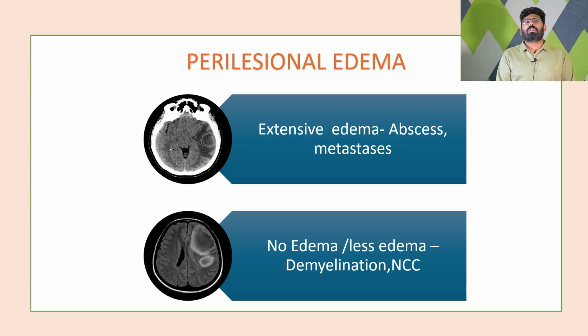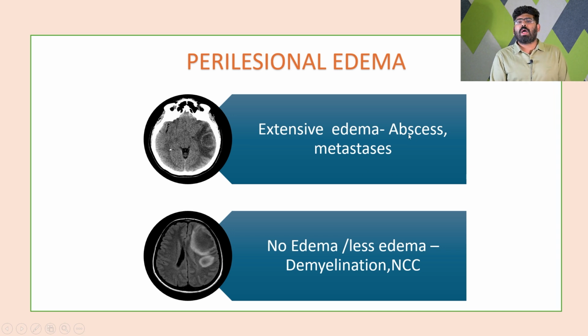We can also refine the diagnosis using perilesional edema. Not all infective lesions show extensive edema, and not all neoplasms show extensive edema, so this may be helpful. Most abscesses and tumors like GBM don't show very extensive edema, but mets will show extensive edema.